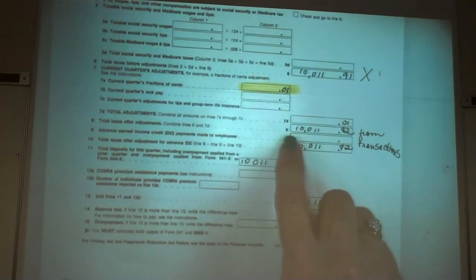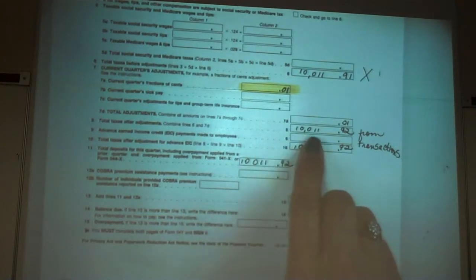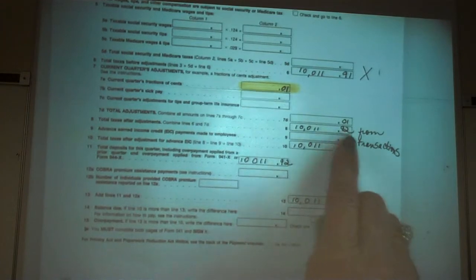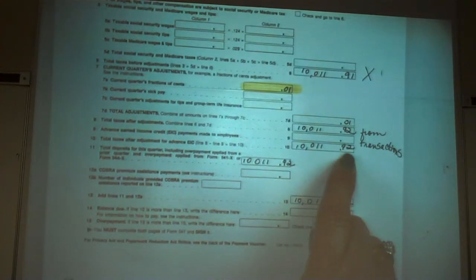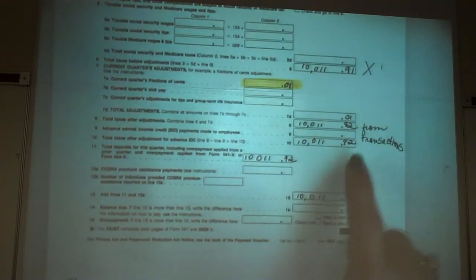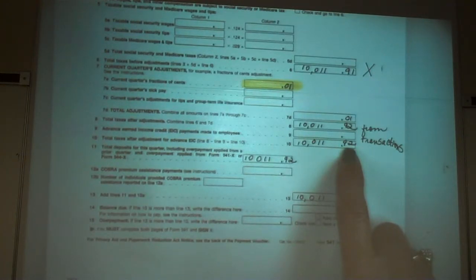Now let's go back to the front side of our form. We have those numbers, and we filled out line number 6. Our total taxes from the transactions, it's going to go on line number 8. $10,011.92. Total taxes after the adjustment, $10,011.92. But what's wrong? It's not matching, is it, how we calculated? Aren't we off? We're off by a penny.